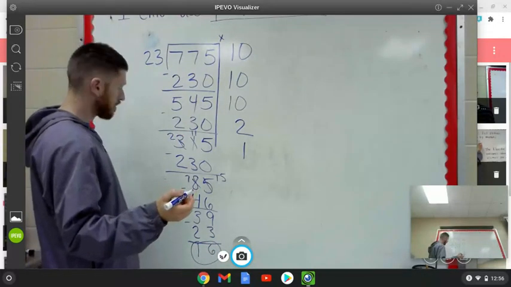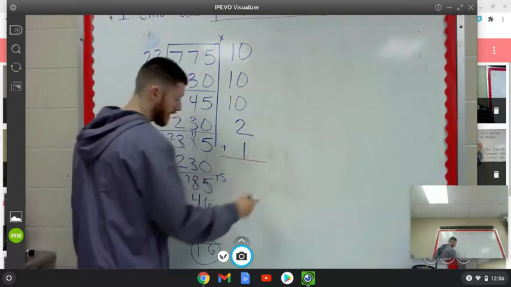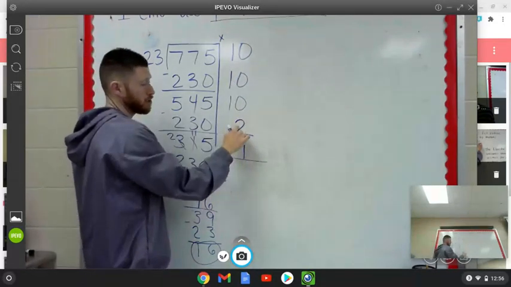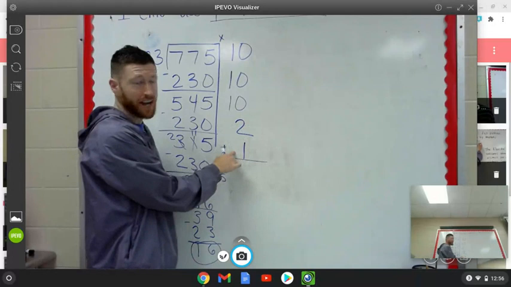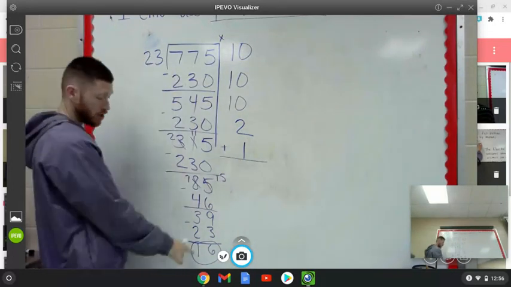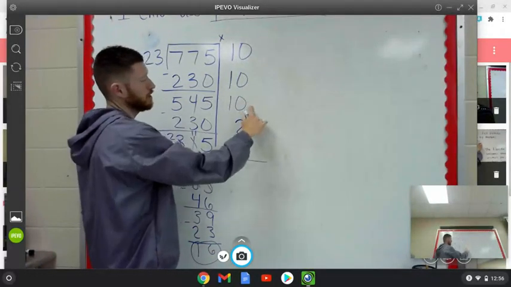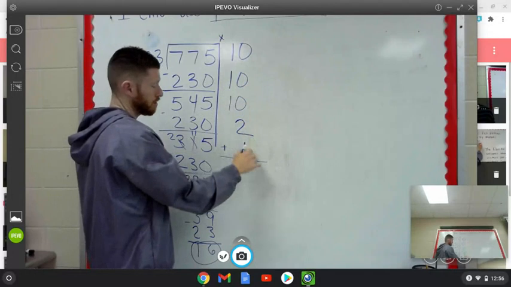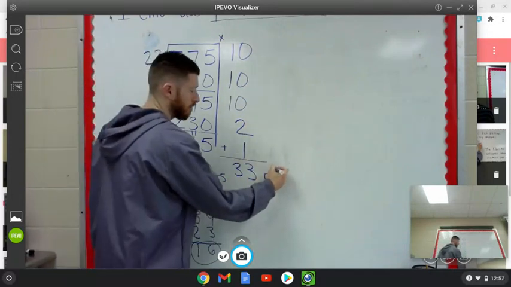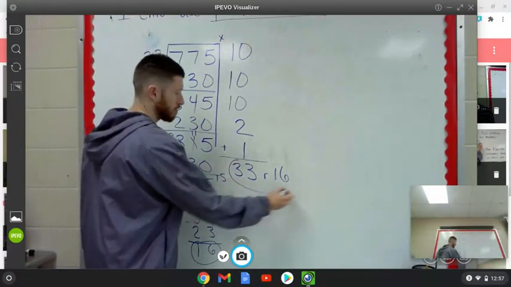Hopefully you're telling that to the screen right now. So to get your final answer, to which you then add your remainder, you've got to add up all of your partial quotients on the side, and that'll get you your answer to what 775 divided by 23 is. And then you'll have your remainder left on top of that. So 10 plus 10 plus 10 is 30, plus 2 is 32, plus 1 is 33. 33 with a remainder of 16. All right? And that's your final answer.